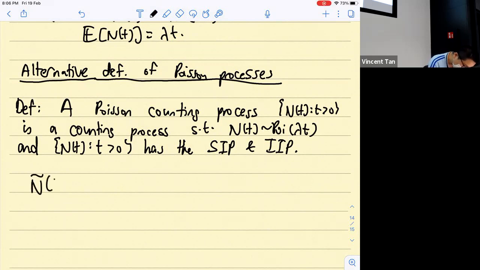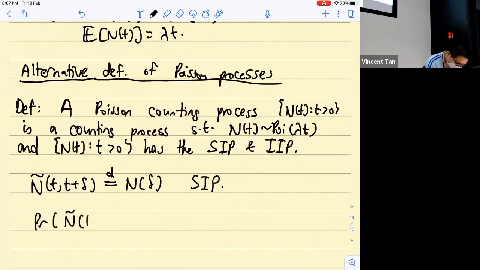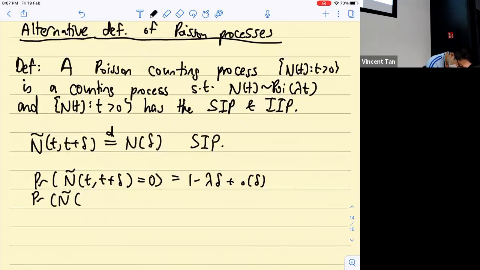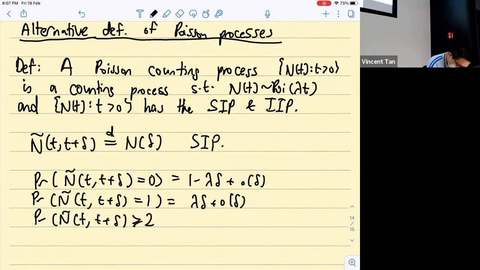We also know that this is yet another definition. This has the same distribution as this by the stationary increment property. So if we have a process that looks like the following, the probability of N from t to t plus delta equals 0 is equal to 1 minus lambda delta plus little o of delta, and the probability that N from t to t plus delta equals 1 is equal to lambda delta plus little o of delta, and the probability that N from t to t plus delta is bigger than or equal to 2 is equal to little o of delta. So that specifies a certain process.